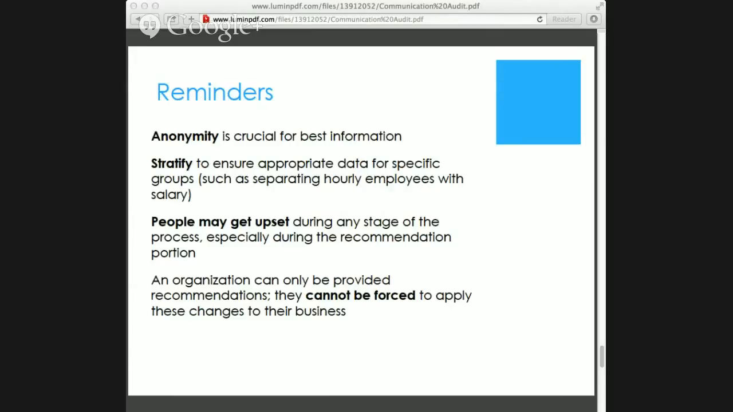And finally, an organization can only be provided with these recommendations. Even after all the work is done and all the issues are identified, companies may choose to only adopt certain recommendations or just ignore everything altogether. Again, after all, they are just recommendations, not a force of hand. So again, the best you can do is just really encourage them that these recommendations will lead to better overall organizational health, which in turn could lead to more profits, which a lot of people won't argue with.